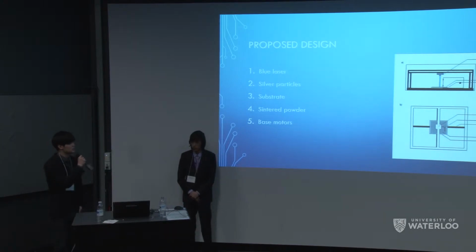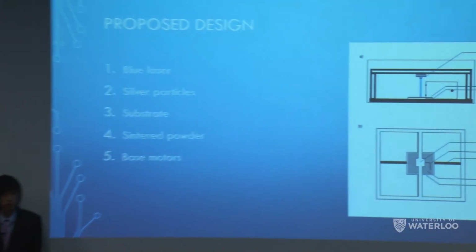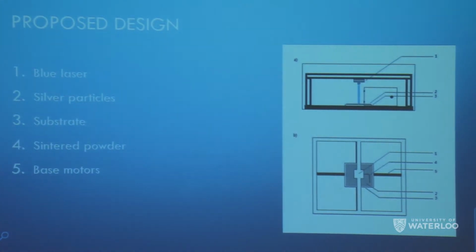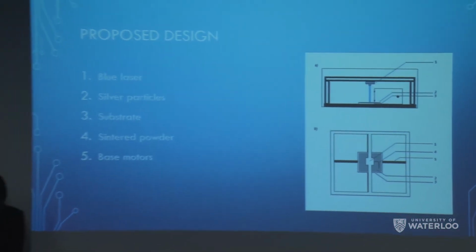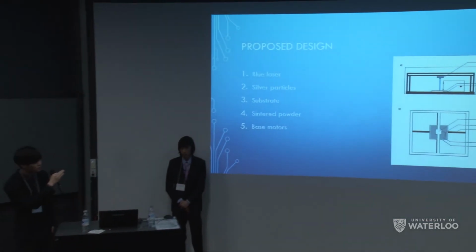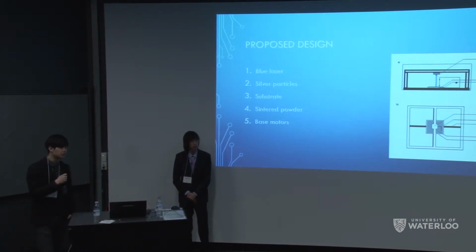So initially, this is what our proposed design would look like. We have a box surrounding the whole system just for safety measures, since we are dealing with powder and a high power laser. You can see that there is a substrate at the bottom with a small powder bed on top. A blue laser shines down from the top because we found that the absorption wavelength of silver is in the range between 300 to 500 nanometers. And at the bottom, we also have motors that would control the base and move it corresponding to whatever PCB design that we had.